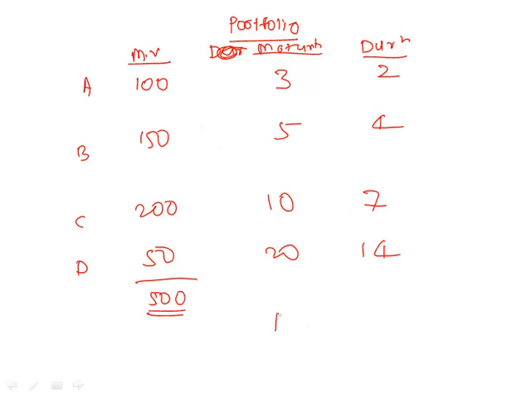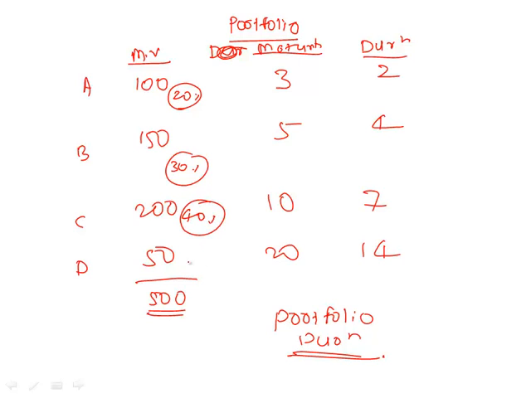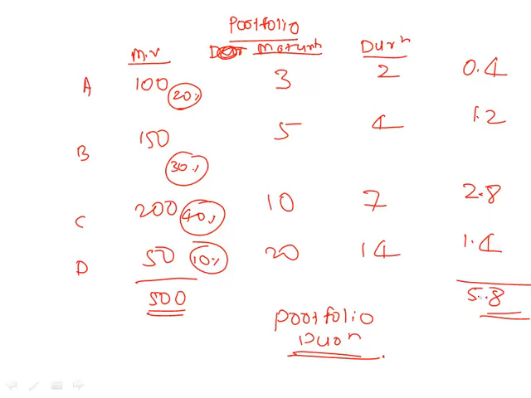We can calculate a portfolio duration. How can we calculate a portfolio duration? Multiply the weight with the individual duration. So this weight is going to be 20%, this weight is 30%, this weight is 40%, this weight is 10%. This would be 0.4, this would be 1.2, this would be 2.8, and this would be 1.4. Let's add them up. This is 1.6, 2, 3, 5.8. So 5.8 is the duration of the entire portfolio.